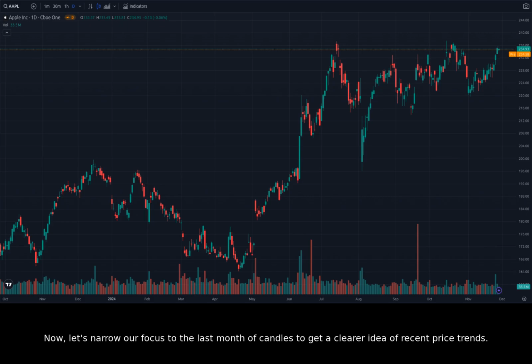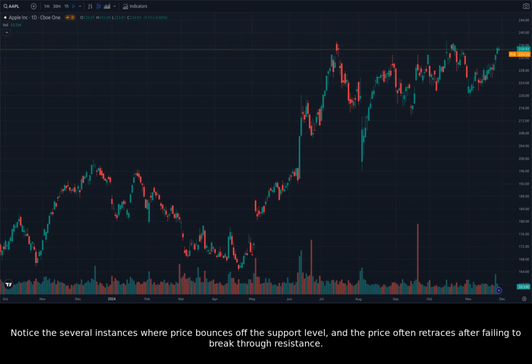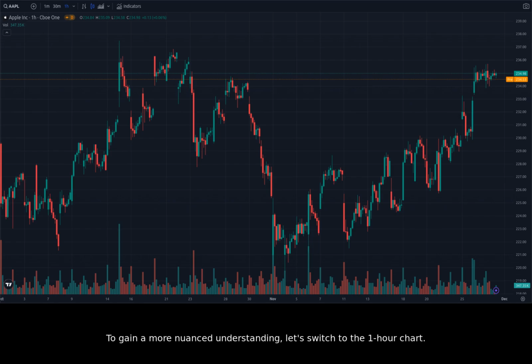Now, let's narrow our focus to the last month of candles to get a clearer idea of recent price trends. In this zoomed-in view, the support level of approximately $225 is clearly visible. Similarly, the $235 resistance level appears to hold significant importance. Notice the several instances where price bounces off the support level, and the price often retraces after failing to break through resistance. To gain a more nuanced understanding, let's switch to the 1-hour chart.